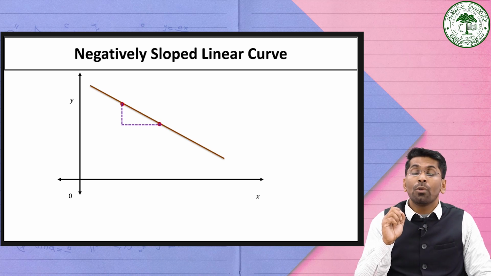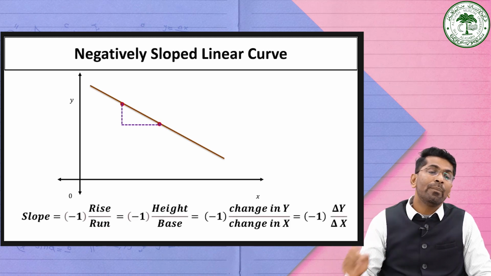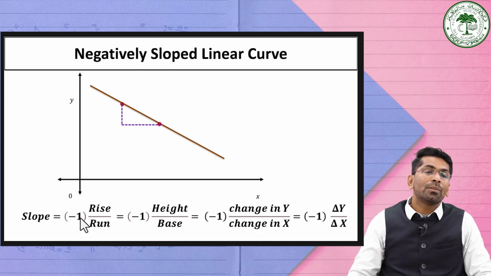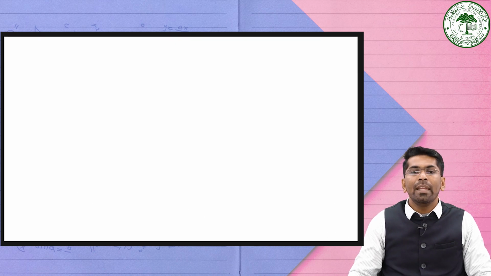The slope formula can be expressed here. It will be minus 1 times rise divided by run, or minus 1 times height divided by base, or minus 1 times change in y divided by change in x, or minus 1 times delta y divided by delta x. So the minus sign will come here. So this is regarding the negative sloped linear curve.